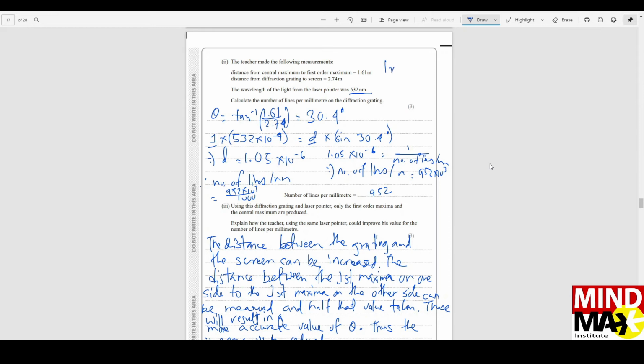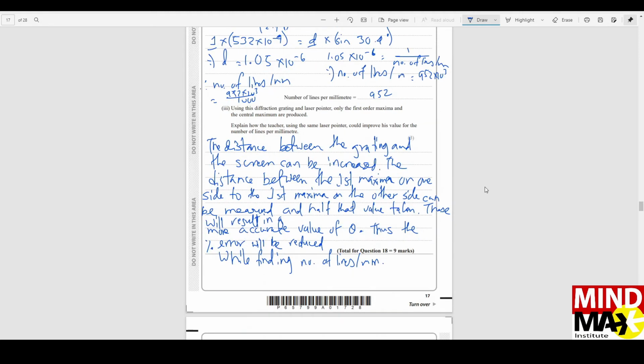Because 1 meter is 1000 millimeters. So whatever number of lines you have in 1 meter, you will have exactly 1000 times lesser number of lines in 1 millimeter. That's what I did. I divided this by 1000. Then using this diffraction grating, only the first order maximum and the central maximum are produced. So you only get the first and the central maximum.